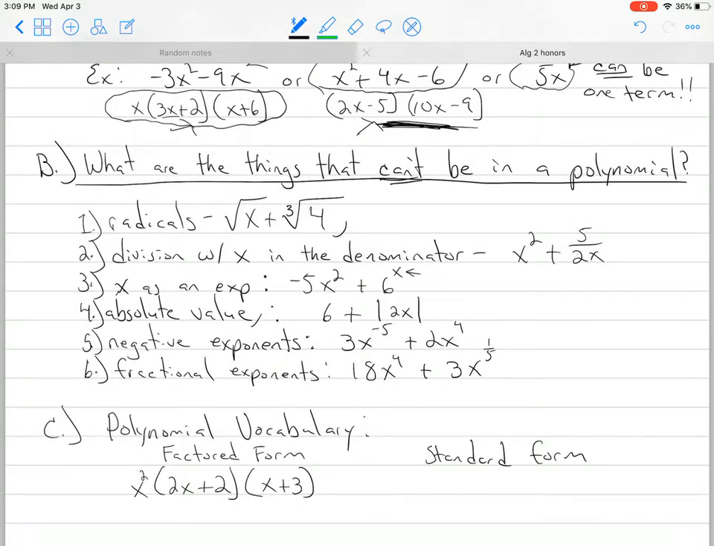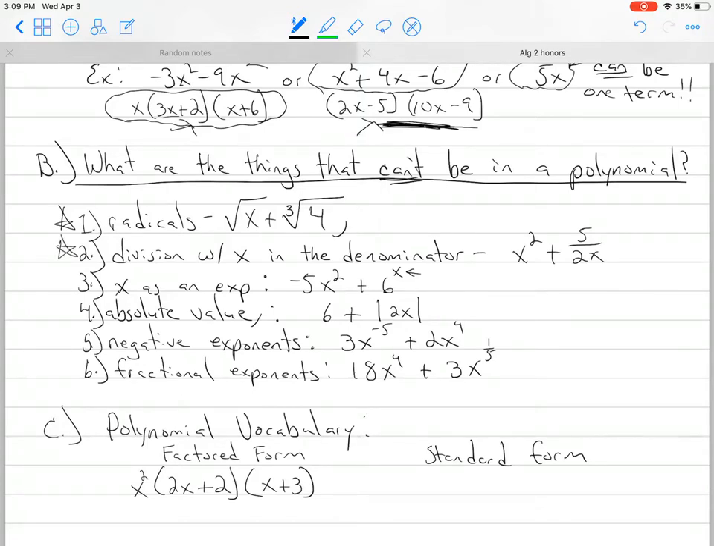So part B says, what are the things that can't be in a polynomial? So it's weird. Polynomial is one of those things that's often defined more by what can't be a part of it than what can be a part of it. So there are 6 basic things that can't be a part of a polynomial. First, can't have a radical. So you can't take like a square root or a cubed root. Those can't be involved for it to be called a polynomial.